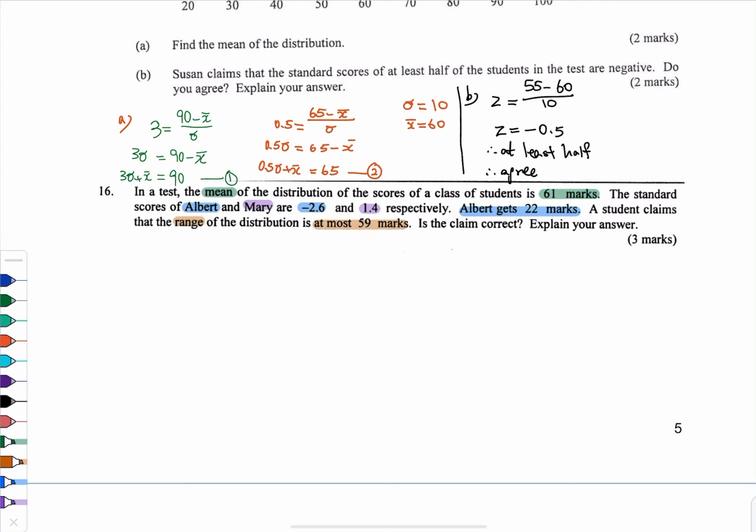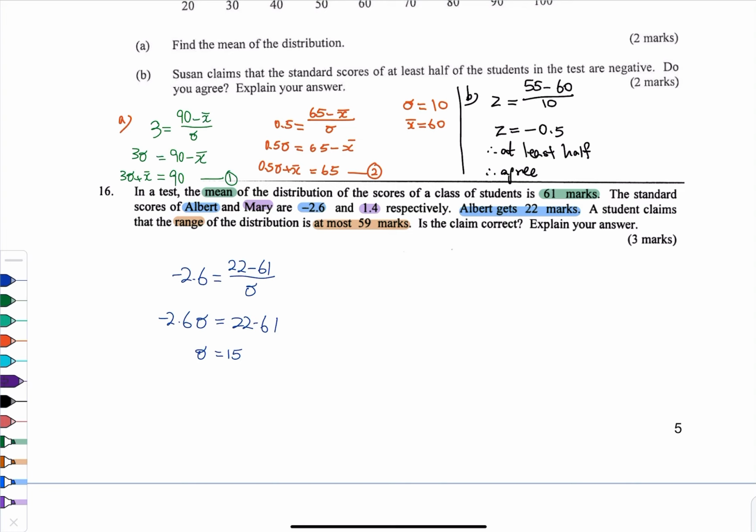Let's check. So what do we know about Albert? First of all, Albert's standard score is negative 2.6. Do we know the marks of Albert? 22. Do we know the mean of Albert? Everyone, Albert is the same. And then do we know the sigma? No. So we replace it to the other side. And the 22 minus 61, you get negative 39 of course, and then divide by negative 2.6, so you get your sigma as 15. You need it because you also want to know Mary's mark.